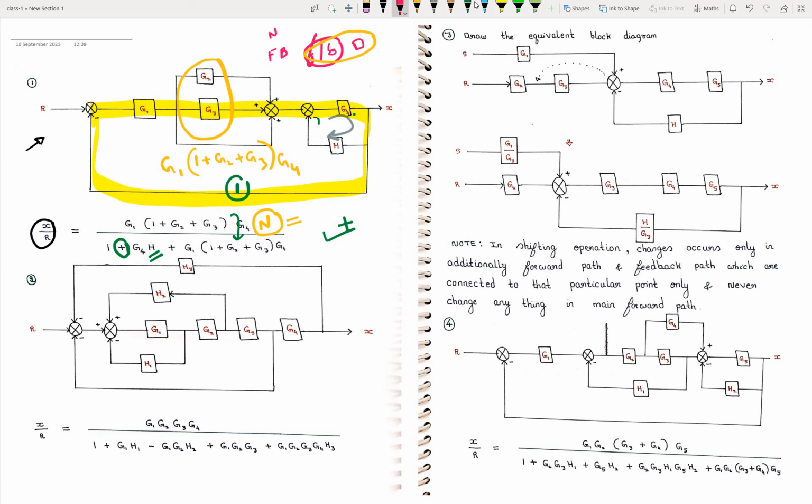For this block diagram, we need to find the transfer function, output by input. As explained in question 1, focus on forward path. Here we have only one forward path. When we move from input to output, we have only one forward path, and we have blocks G1, G2, G3, G4. That thing I have completed in numerator. Now come to denominator.